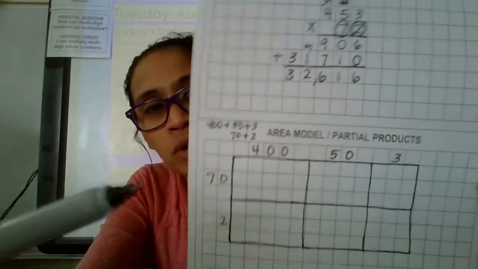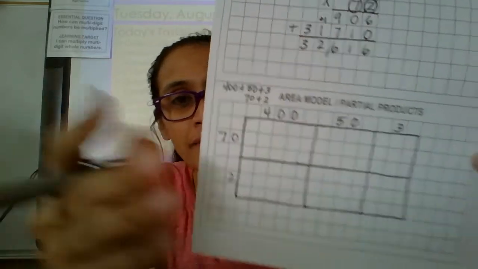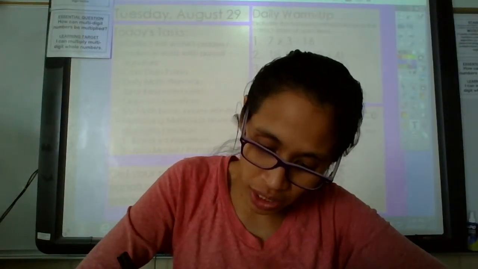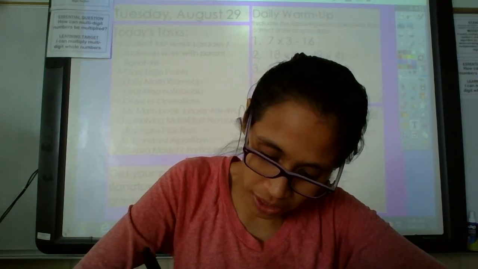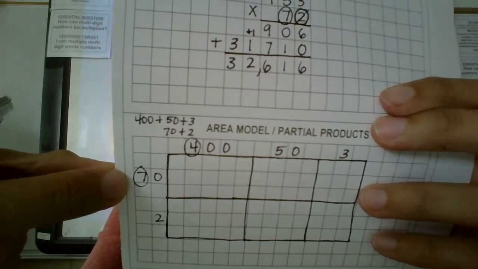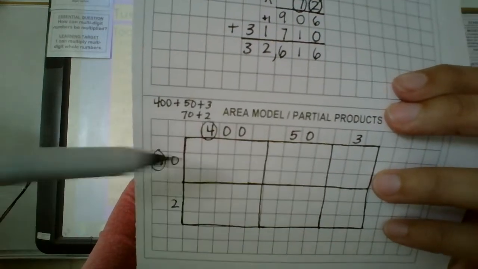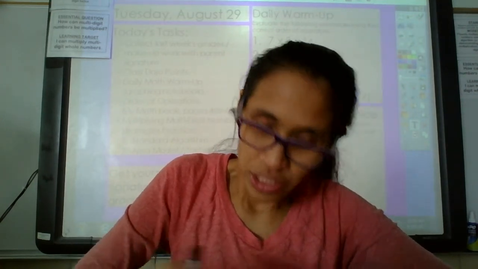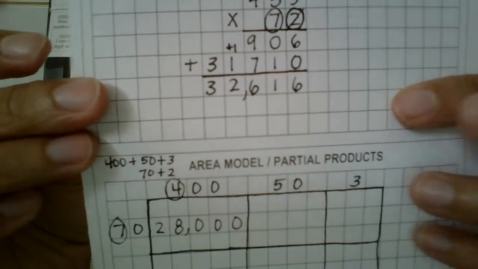Okay, so we need to multiply what? The 400 times 70, and what's our shortcut? Our shortcut is like multiplying the 4 times the 7, which is what? 28, and then how many zeros do you see? 1, 2, well, 1, 2, 3. So you're going to write 28. And then how many zeros? 1, 2, 3. So that number is 28,000.